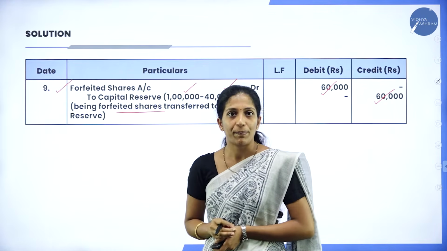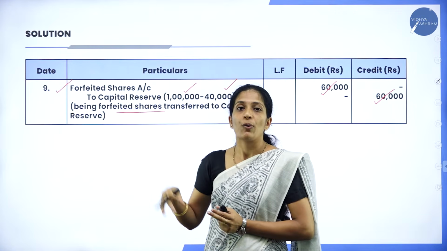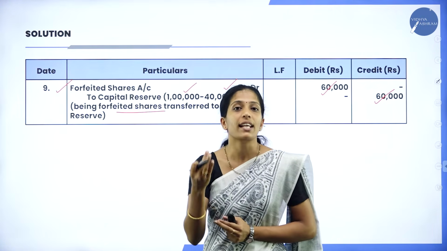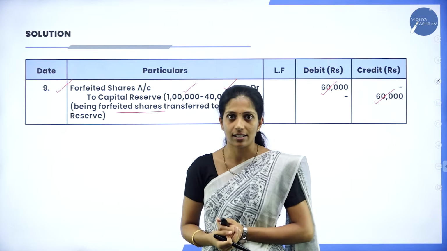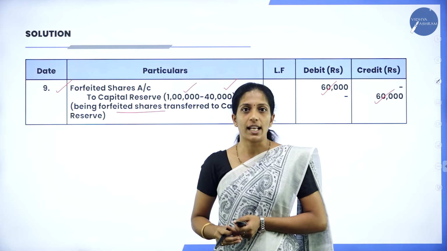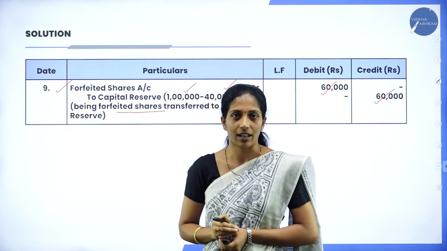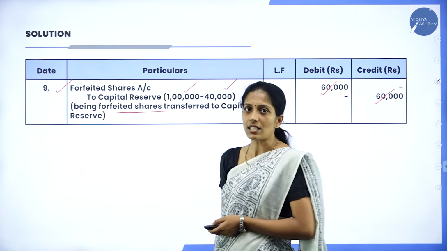Normally in your question paper, they will ask this type of problem where shares have been forfeited and again reissued at a discount. So you can go through this problem and learn all these 9 journal entries, so that you can clearly identify where the amount has to be recorded. Hope you are clear with this problem.